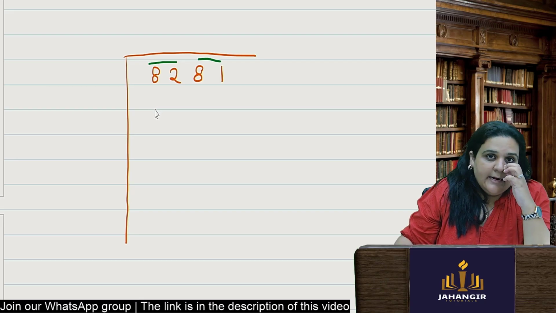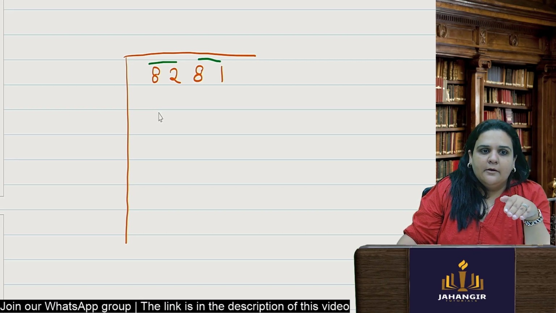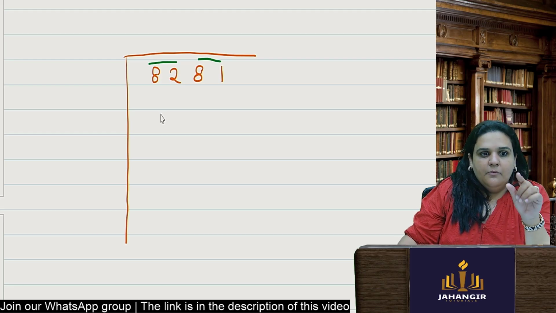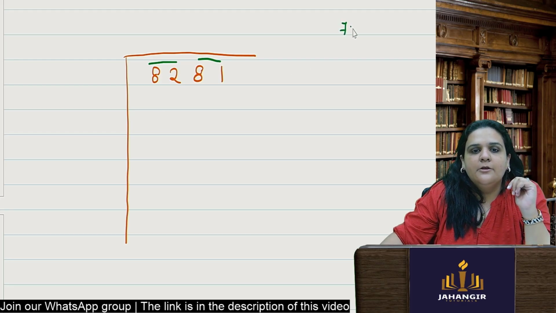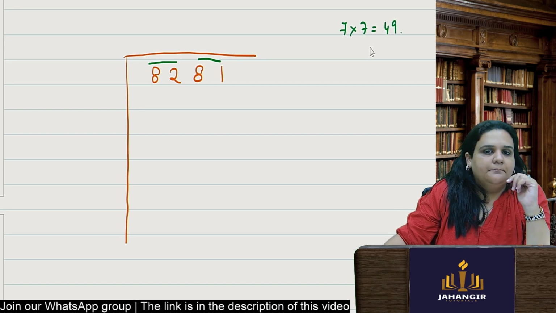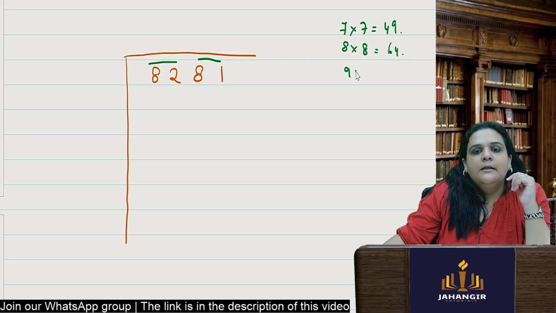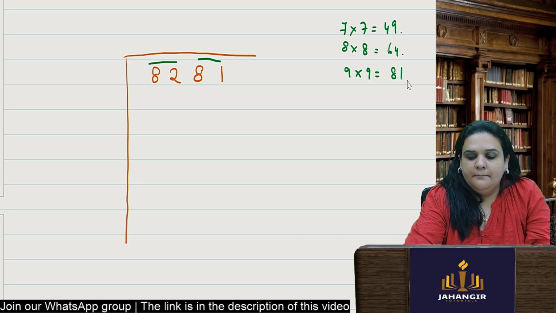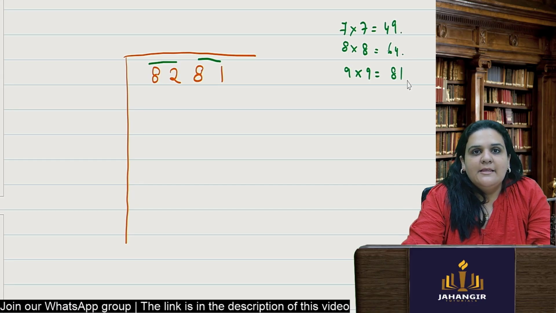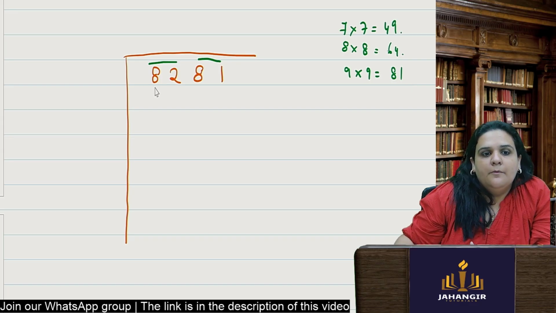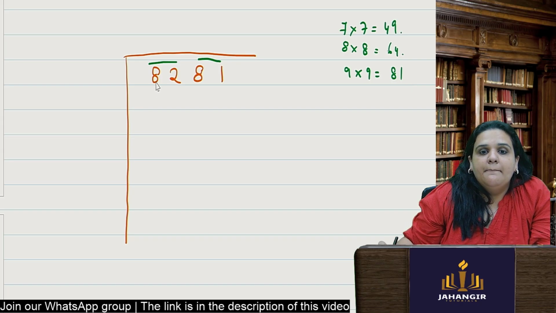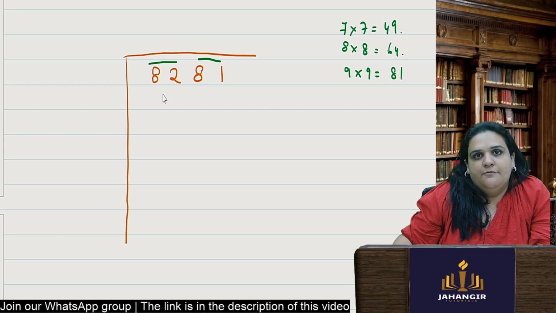I'll try to find that number whose square is close to 82. So say if I do 7 into 7, it will give me 49. If I do 8 into 8, it will give me 64. 9 into 9, it is going to give me 81. So 81 is the closest to 82. I have to find a number whose square is closer to this first pair.